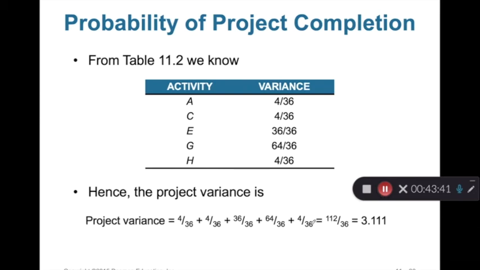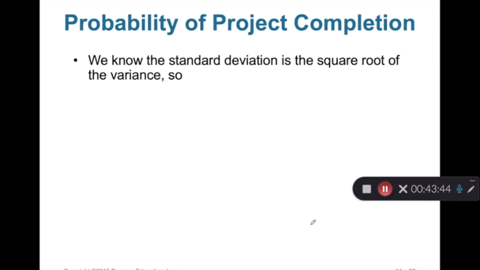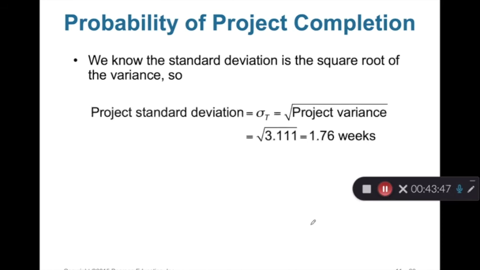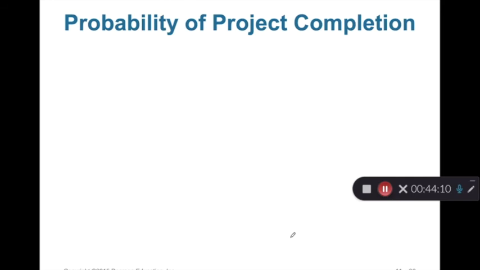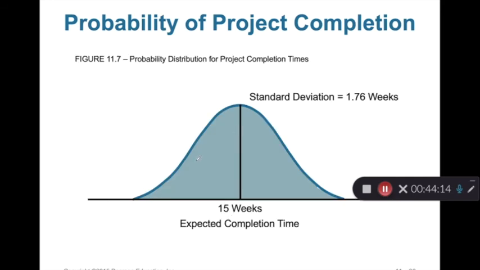Further, we can calculate the project standard deviation. We take the square root, and the standard deviation is 1.76 weeks. Also, we assume activity times are independent, and the total project completion time is normally distributed. This is the bell shape. We're going to use the normal distribution to calculate the probability. We are familiar with this bell shape from chapter 2. We already talked about it.